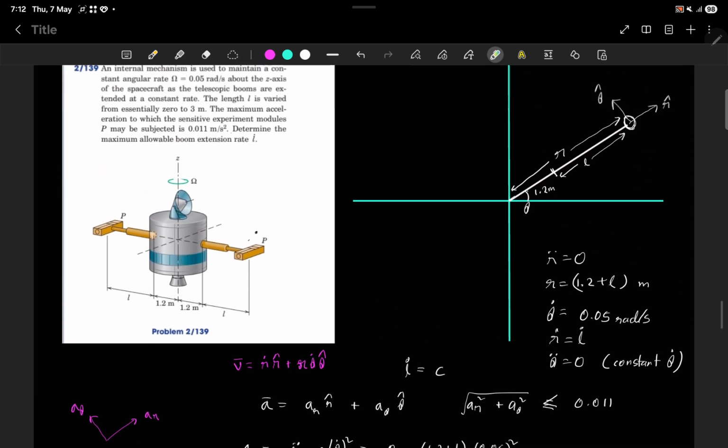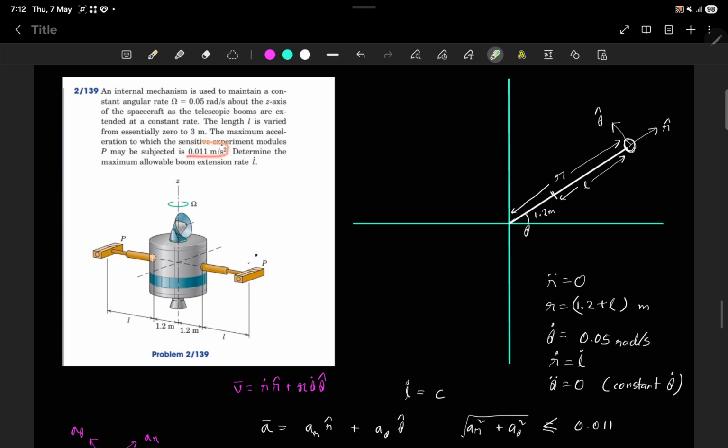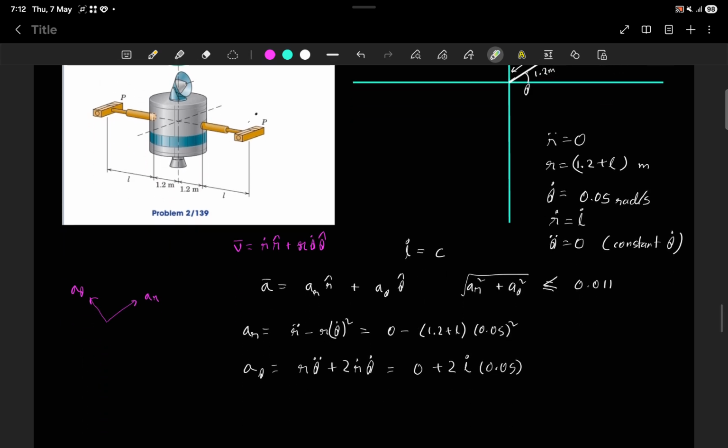Because I have been told I can apply this one when this acceleration will be 0.011 meter per second square. For that case, I have to calculate the worst condition, that is the extreme condition, where if at that condition I am getting the value of L dot, then for any other condition the satellite will be safe. Okay, so let us identify that.